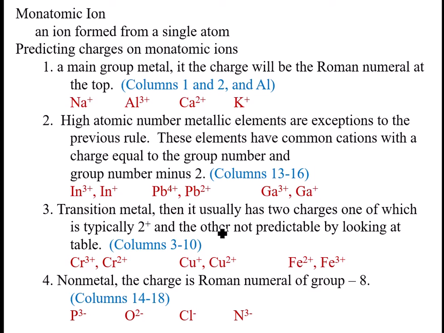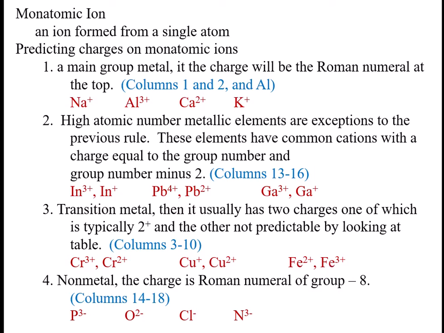The transition elements typically have 2 possible charges. These are columns 3 through 10 in the new numbering system, and you really cannot predict it by looking at the periodic table. So those you have to have either the name or the structure. Chromium is a 3+ or a 2+. Copper can be a +1 or +2. Iron's +2 or +3. So those you either have to have the name of the compound or the chemical formula to be able to determine the structure.